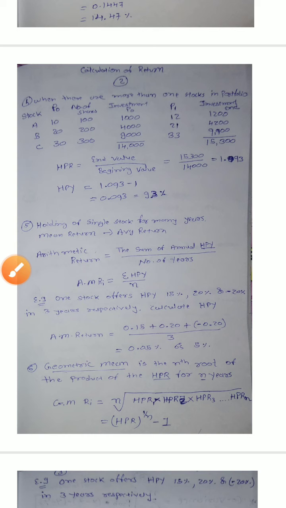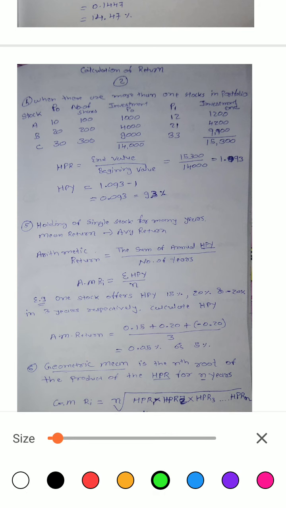Okay, so now let us start with the fifth one, where you are holding one share for many years and you want to calculate what average return you earn. So the equation for arithmetic mean is simple: the sum of annual HPY. Please note, you just need to focus on this. Here the focus is on HPY. So you have to do the sum of annual HPY divided by the number of years. Symbolically it is summation of HPY divided by n.